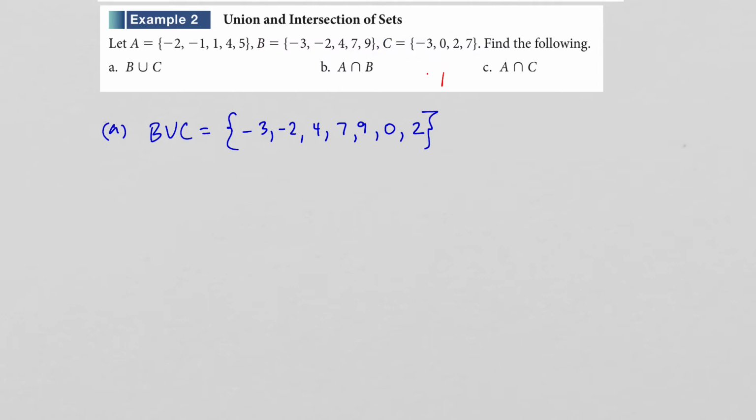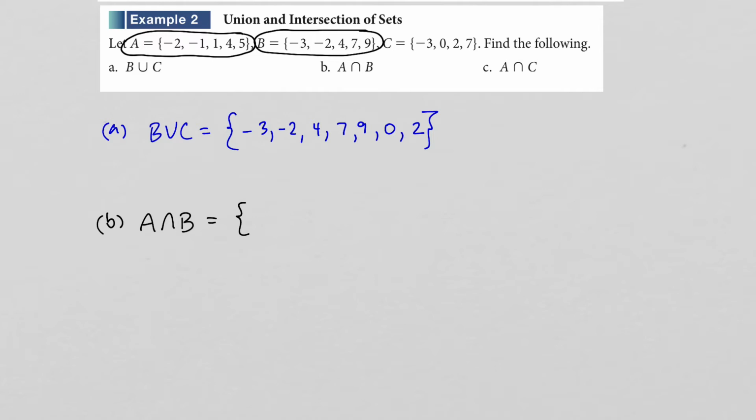For the second example, we're asked to find A intersected with B. Now, to do the intersection, we're going to look at the set A, which is this set here, and the set B, which is this set here. And the intersection of the two sets is the set of the things they have in common. So what numbers are in both sets? Well, notice that -2 is in both sets. Notice that +4 is in both sets. And that is it, right?